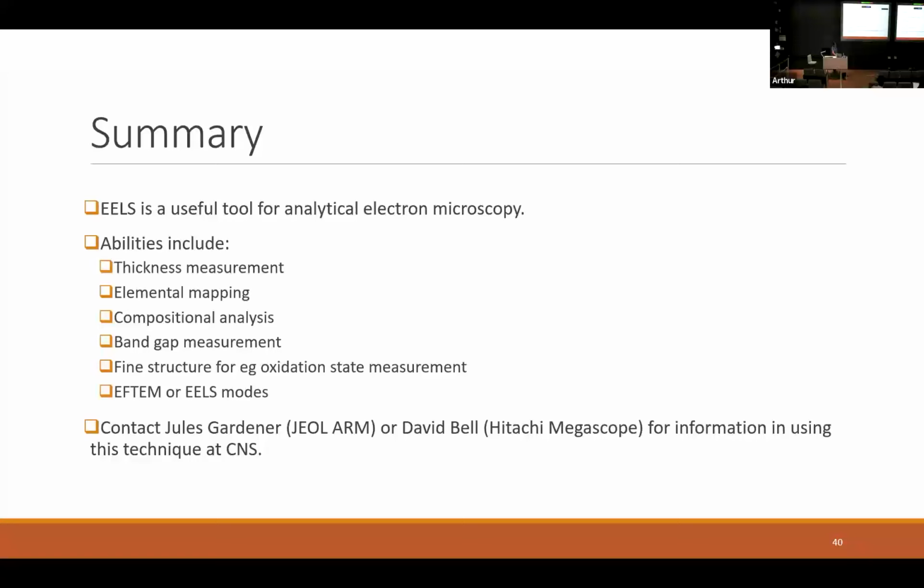Okay, so in summary, EELS is cool. You can do lots of cool things with EELS. There's a list of it there. And if you are interested in doing some EELS at our center, you can either come to the JEOL ARM and you can come see me, or you can go see David on the Megascope.